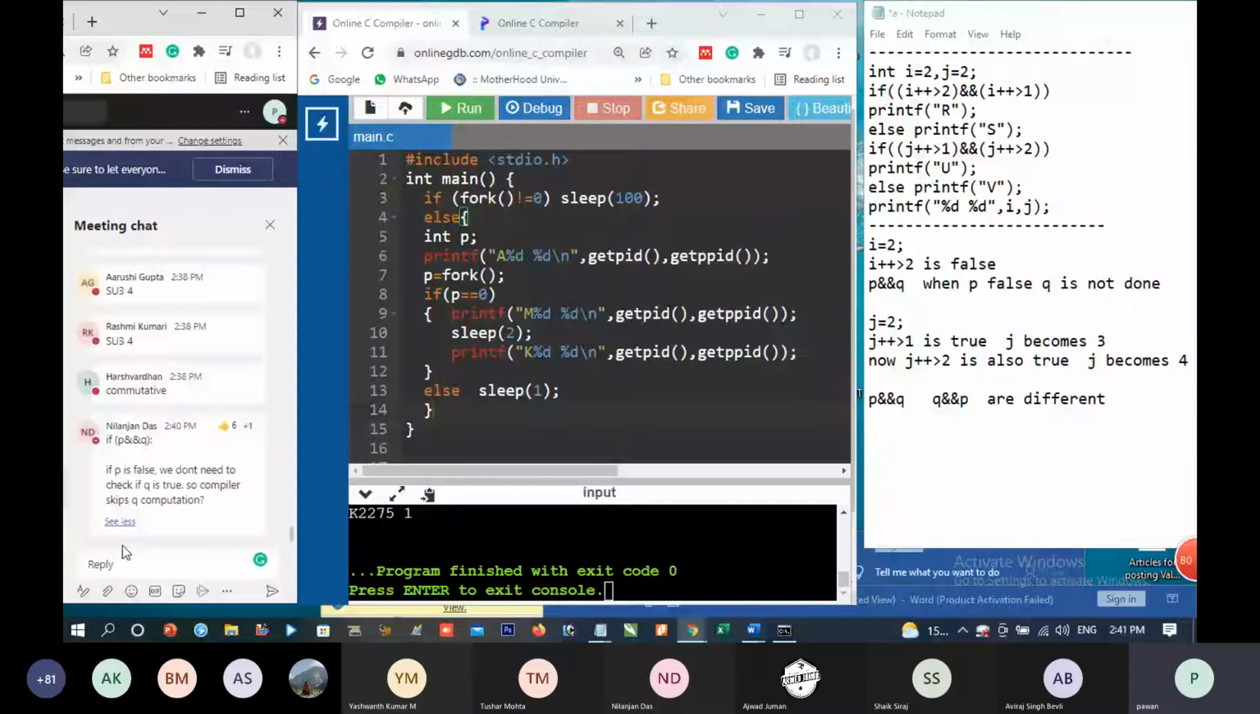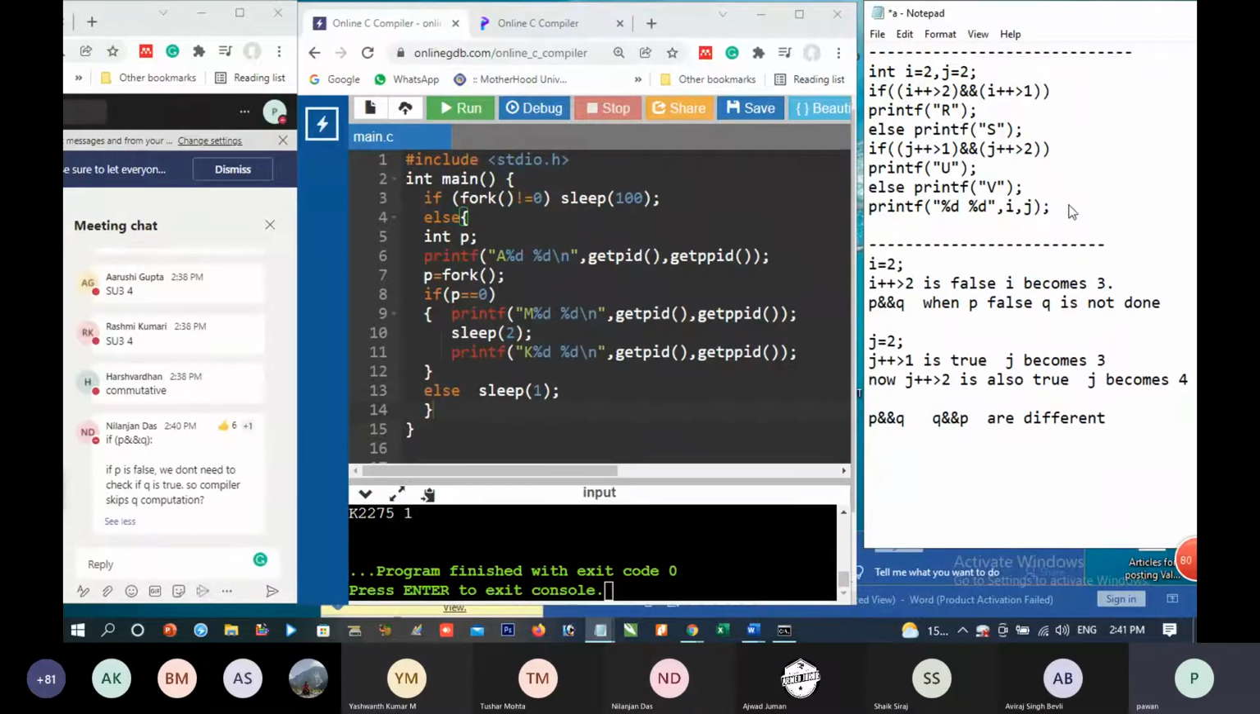Same thing was happening here also. I plus plus is false. Fine. I becomes 3. Fine. And the second condition is not checked. Here, j plus plus greater than 1 is true. j becomes 3. The second condition is checked. So j becomes 4. So the output of this particular program is: first condition is false, S. Second condition is true, U. The value of i is 3. The value of j is 4. Do you agree? Every person.